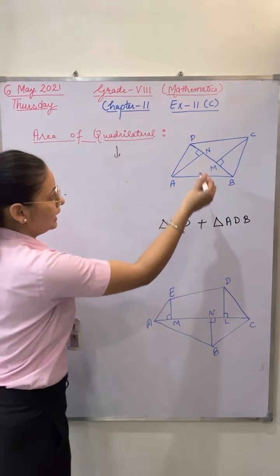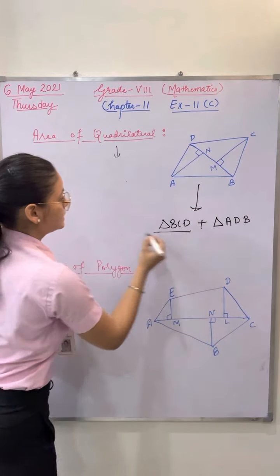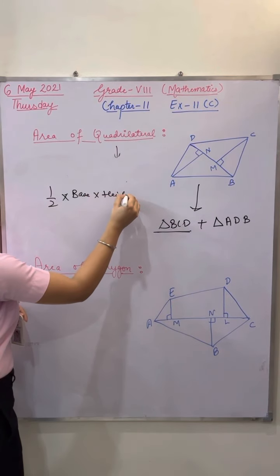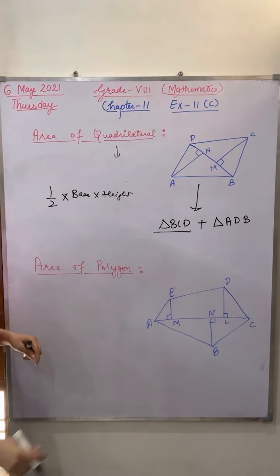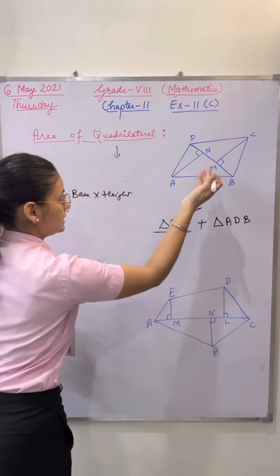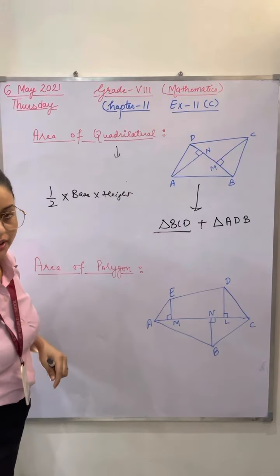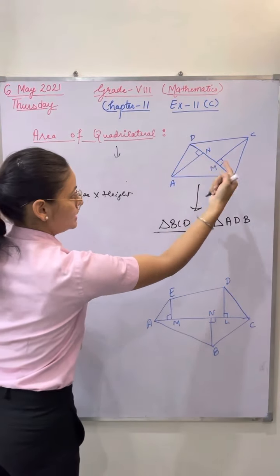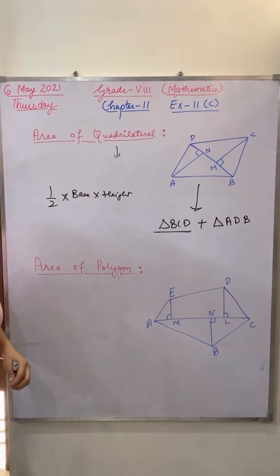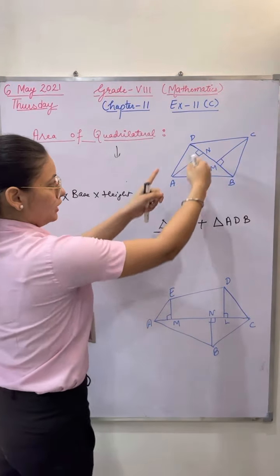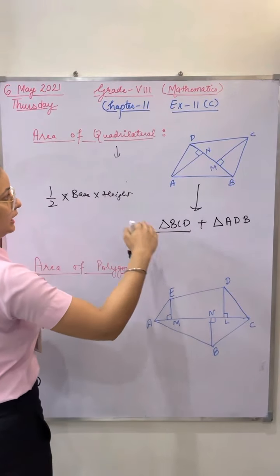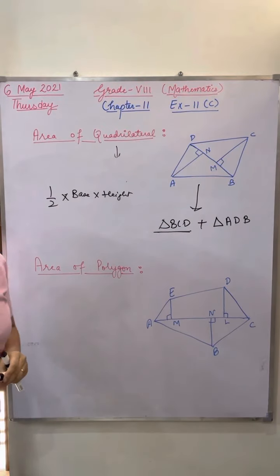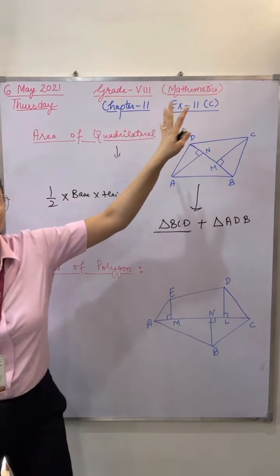In these two triangles, the formula for the area of a triangle is half into base into height. In this triangle, this will be the base and this will be the height, which will be given to you in the shape. I am taking it as an example. In this triangle, again, this will be the base and this will be the height. So you can take out the area of both the triangles one by one, and when you add them, you will get the complete area of the quadrilateral.